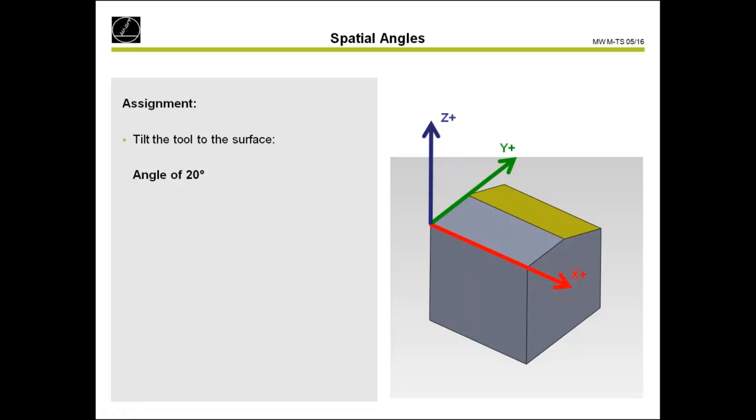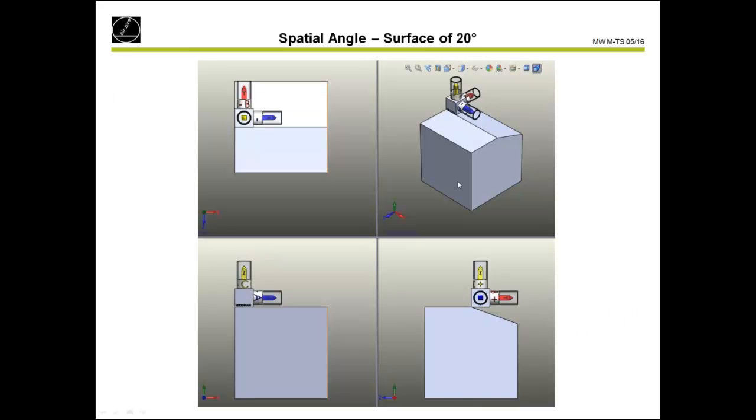We want to do an example. As you can see here, I want to mill a surface with an angle of 20 degrees. And you also see the coordinate system. The angle is not A plus 20. The angle goes backside, so the surface goes backside, so the angle is minus 20. The surface should look like this.